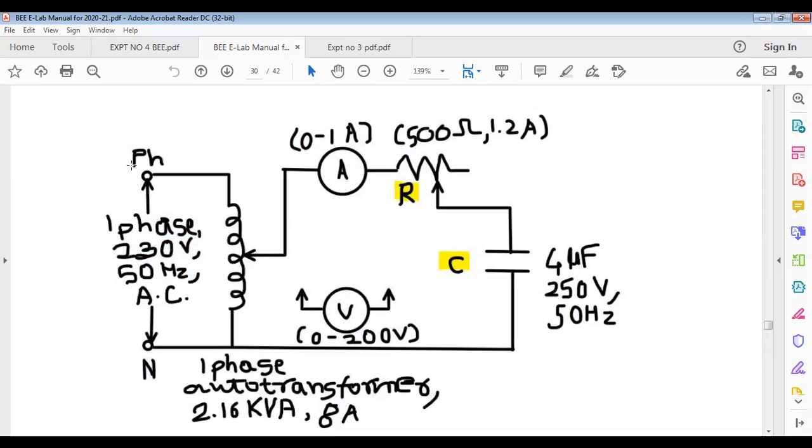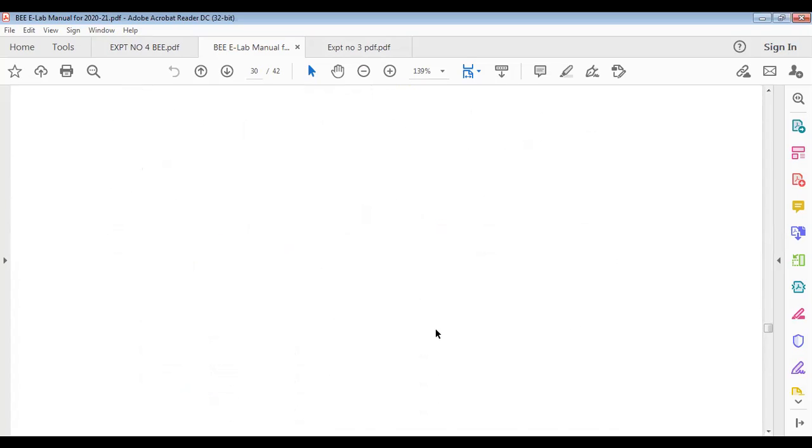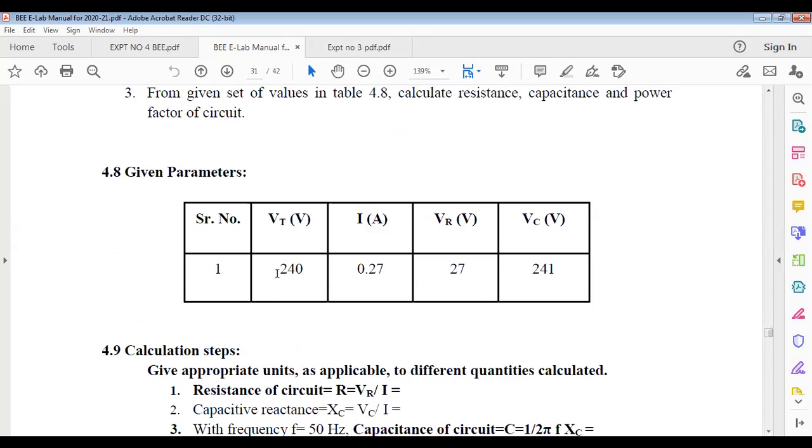That's why auto transformer you can find here, but right now we are performing it on multi-sim. Sorry, that means any simulation software you can use. So there directly whatever the voltage source value you want you can set. So there voltage source I have used. Otherwise in the lab while performing, auto transformer you have to use if you wanted to apply variable voltage to different groups. Okay. So these are the value total voltage, current, VR, VC we got.